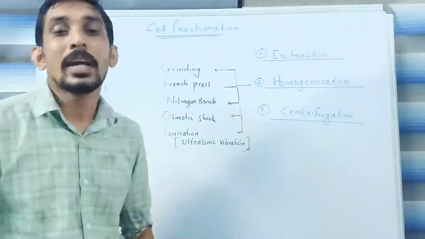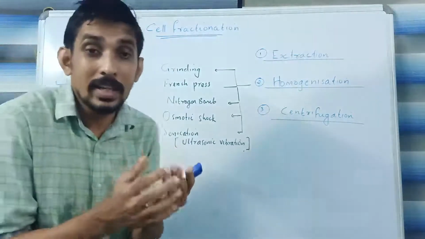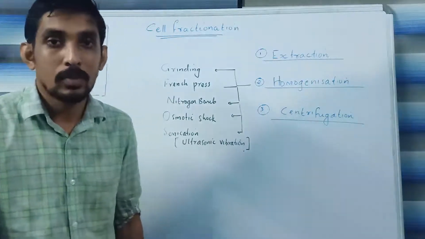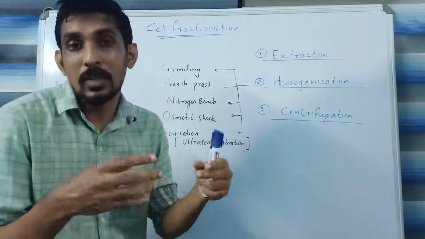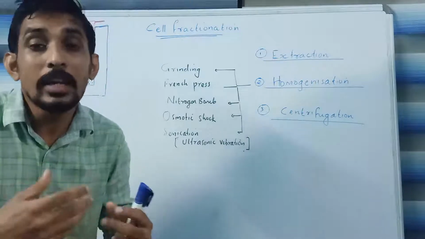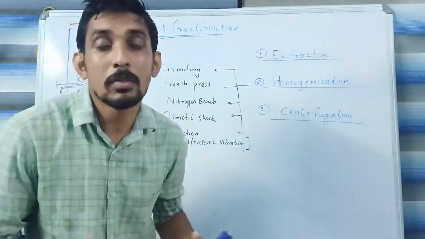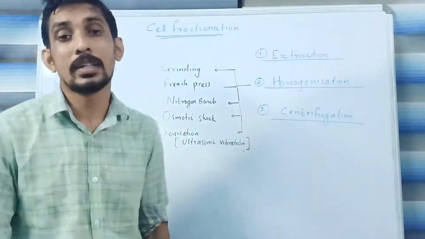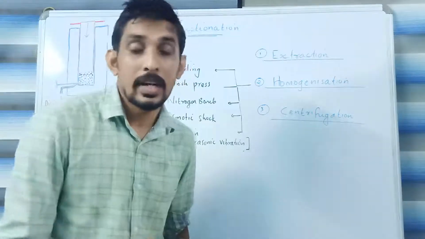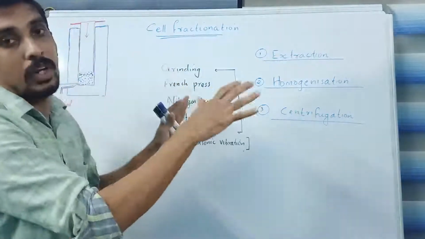In simple terms, cell fractionation is the process of extracting cells or tissues, followed by destroying the cell wall and cell membrane of such cells and making them into a homogenate. After that homogenization process, we centrifuge the homogenate. Thereby, we can separate all kinds of organelles. That is the concept behind cell fractionation.